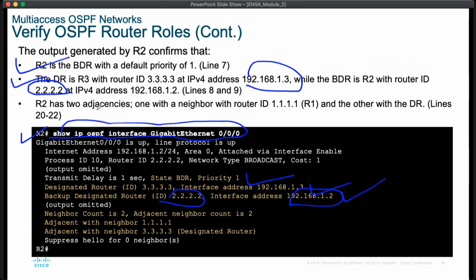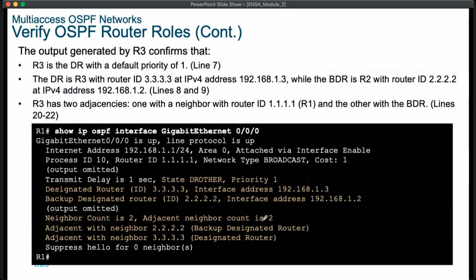So R2 has two adjacencies, as shown in the following lines. There are two adjacencies, one with the neighbor router ID 1.1.1.1 and the other with the DR.